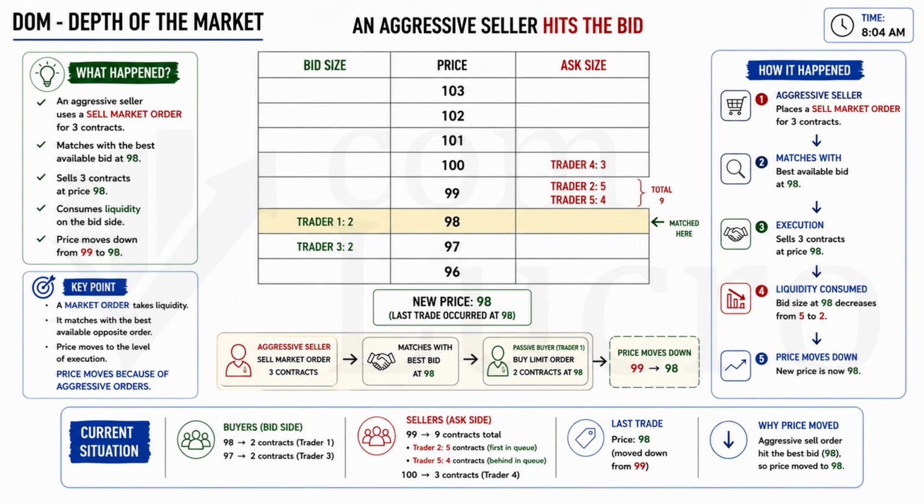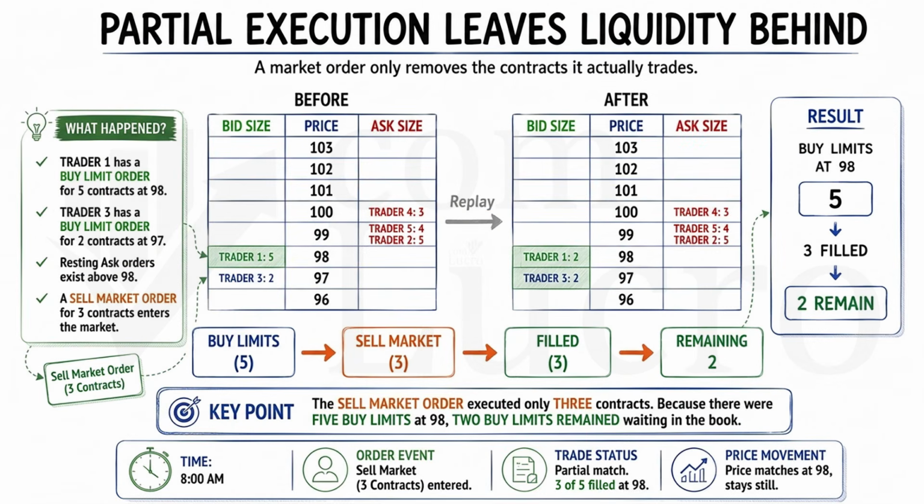Where is this first available buy limit? It's at a price of 98. So the aggressive seller sends a sell market order, and the passive buyer purchases from him because the passive buyer has a buy limit at 98. The price drops to match the sell market order with this buy limit. The aggressive seller sells 3 contracts, clearing 3 buy limits at 98 out of a total of 5 buy limits at this price. Since the aggressive seller cleared 3 buy limits, 2 buy limits remain at 98.